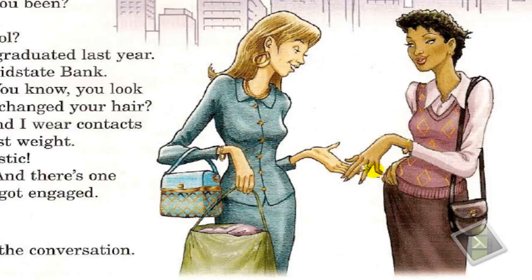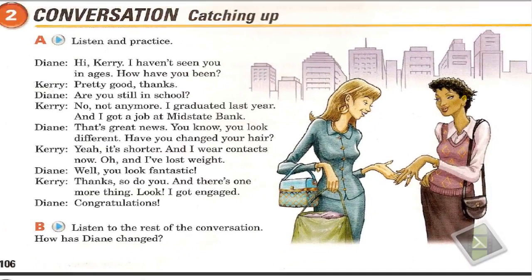So what are the changes in Carrie's life? She got engaged. She's lost weight. She wears contacts. Her hair is shorter now. Also, she graduated last year and she works at Mid-State Bank. She graduated and she got a job. Part B. Listen to the rest of the conversation.